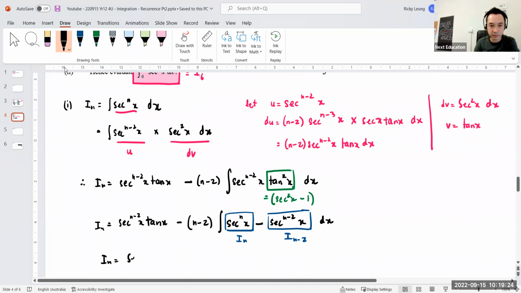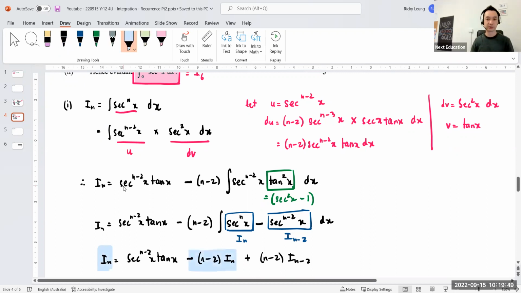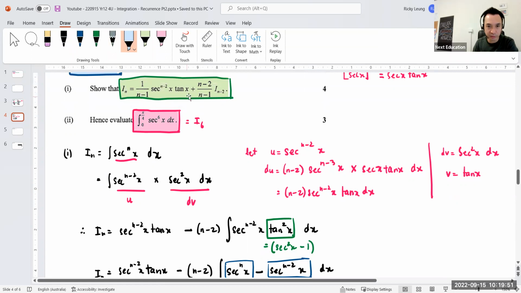So therefore I_n equals sec^(n-2) x tan x minus. Now, once again, I'll expand that. So minus (n-2) I_n and then plus (n-2) times I_(n-2). Guys, I need to group this guy and this guy, right? So bring it over and factorize. I'm almost there. Let me just make sure the signage is right. Perfect.